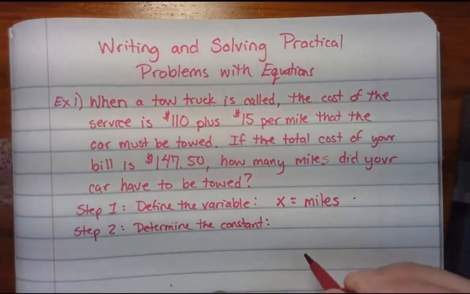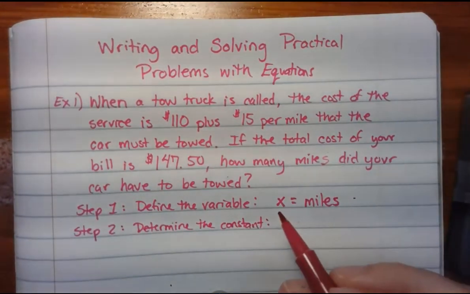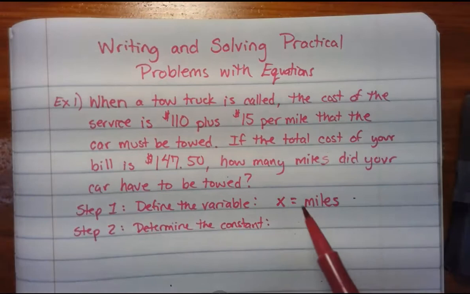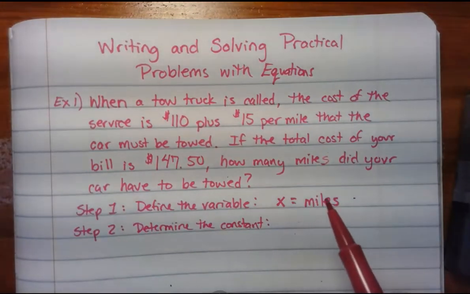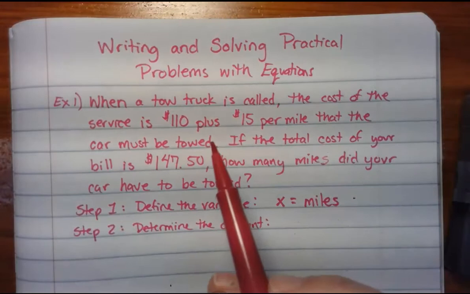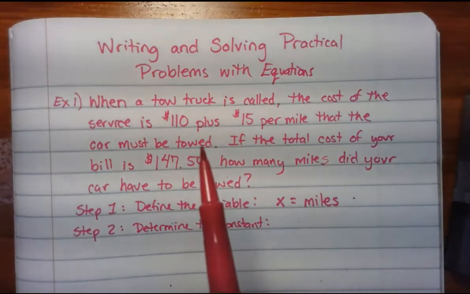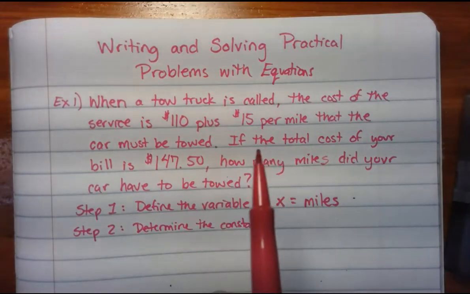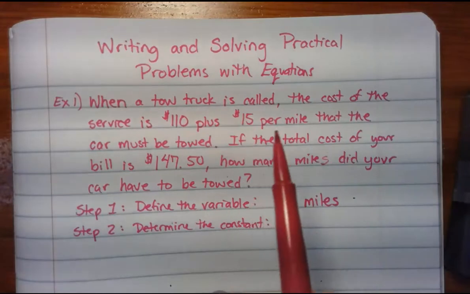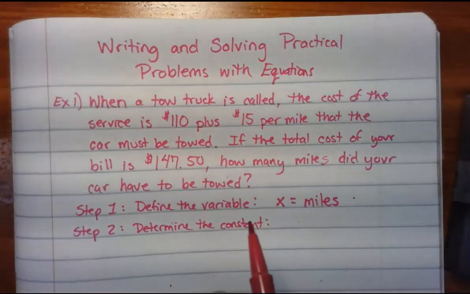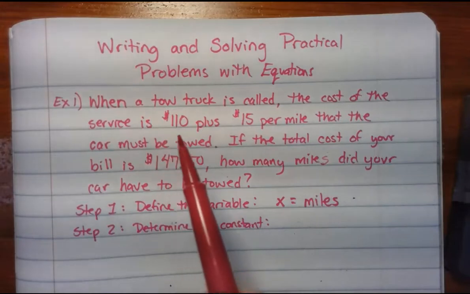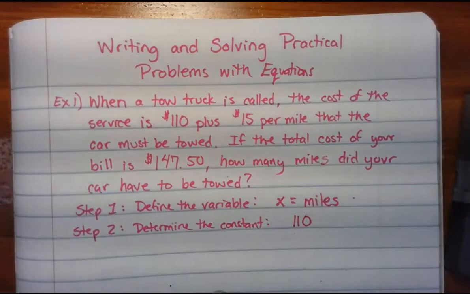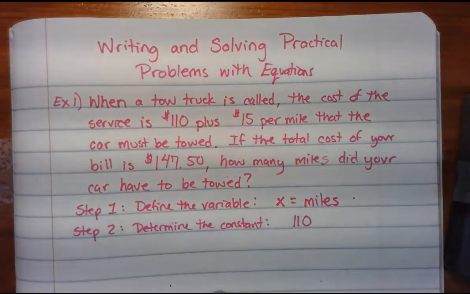So what is it that does not change throughout this whole problem, depending on the miles? Like, what is it that, no matter how many miles you're going to go, does not change? That is usually the number that is the flat fee or the flat rate, the number that you're going to be charged first. And it's not the $15 per mile, because that's going to change based on miles. The thing that is constant, the thing that is not going to change no matter how many miles I go, is the 110. So we're going to write that down. That is what I would call my constant. It's the number that does not change.